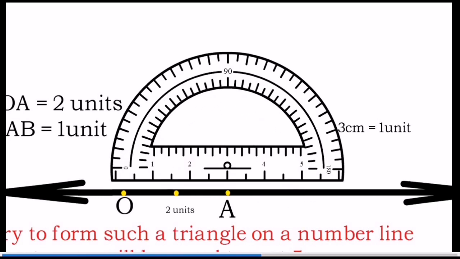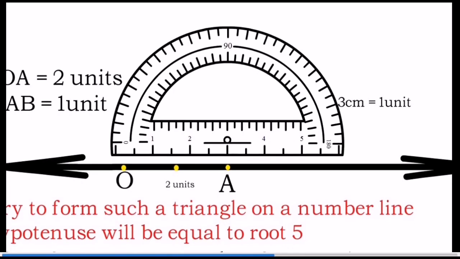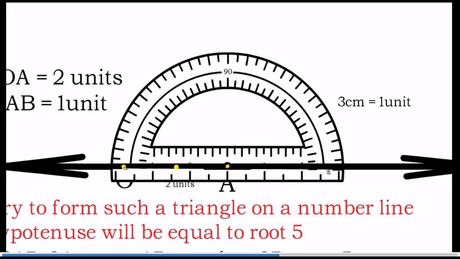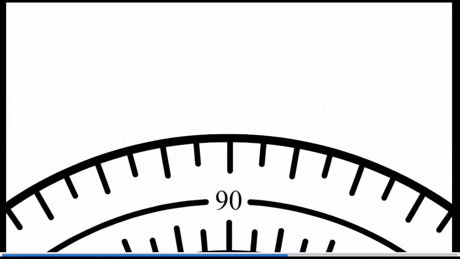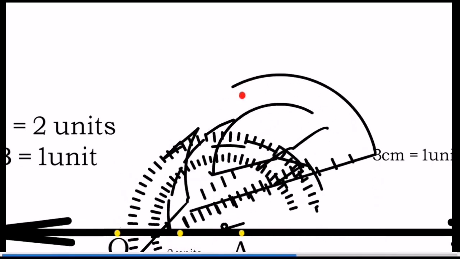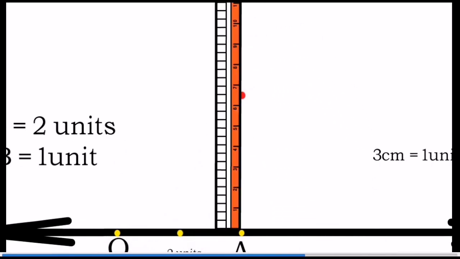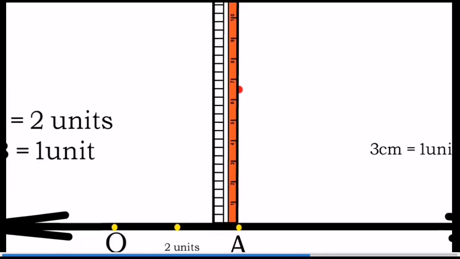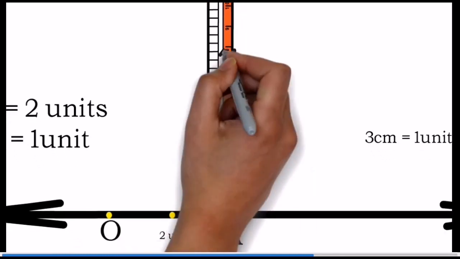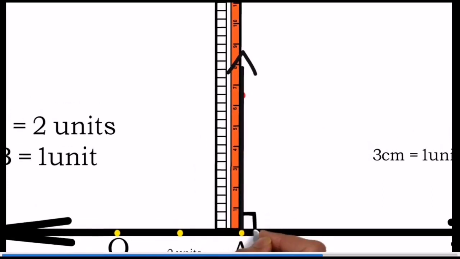Okay, now take a protractor, keep it in such a way that we can easily draw a perpendicular segment or a line at point A, and you know how to draw it, right? So the baseline is exactly overlapped at point A, and then 90 degrees is marked, and now draw a perpendicular passing through that point, right? Here we go.